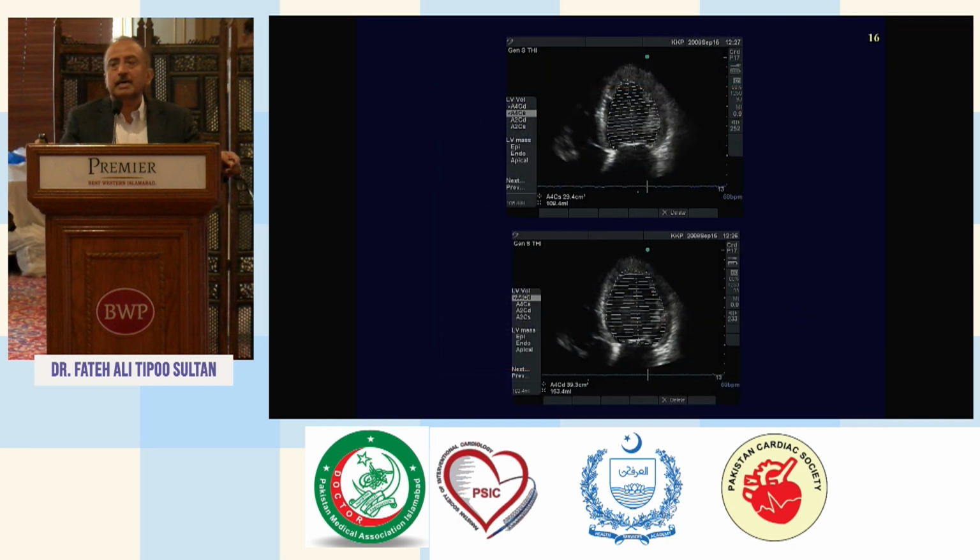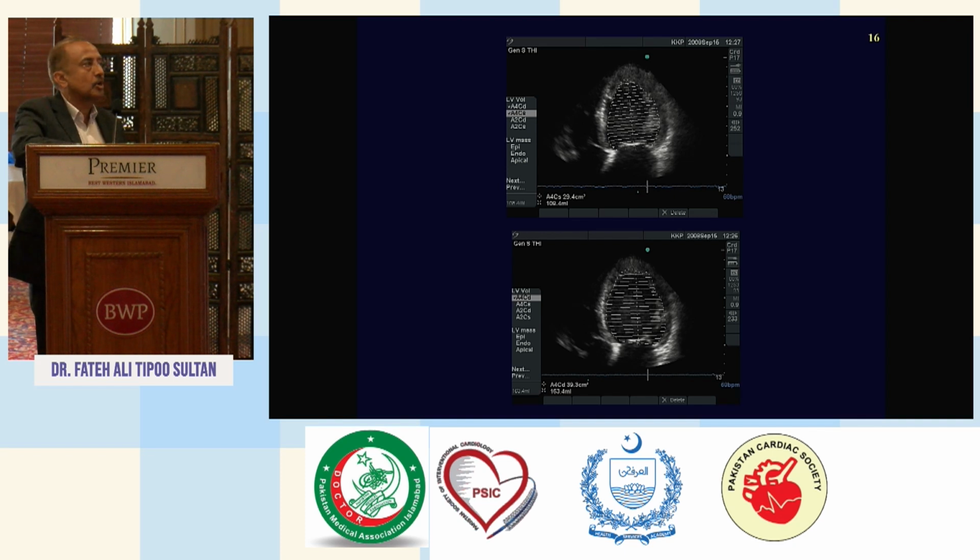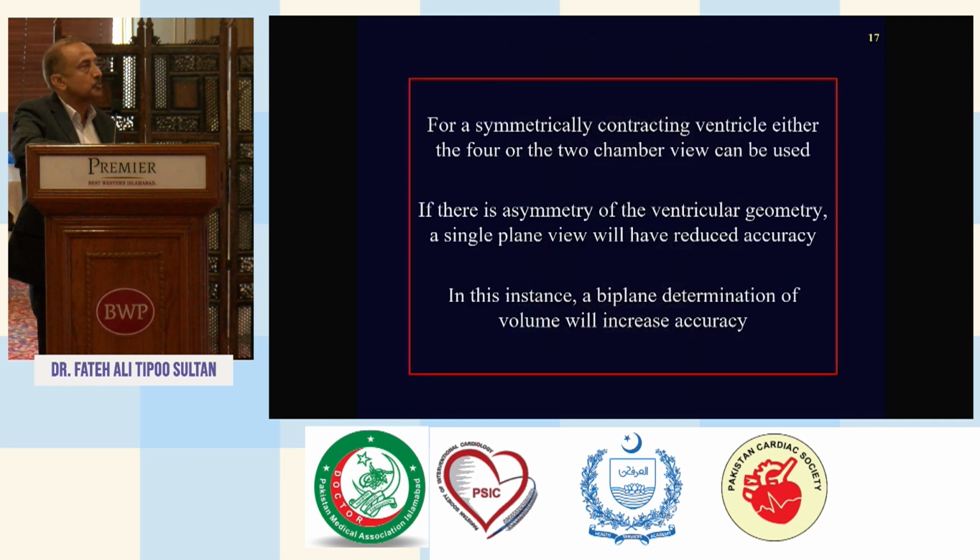You can see that either in the 4-chamber or in the 2-chamber view, you have to trace the endocardium both in end diastole as well as in end systole. Then the software divides the whole ventricle into multiple discs, and then it would automatically calculate the volume of each disc, and by summating the volumes of each disc, it would give you the LV volumes in end systole as well as in end diastole. And then it would automatically calculate the EF for you.